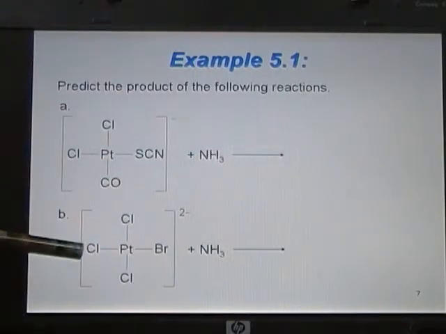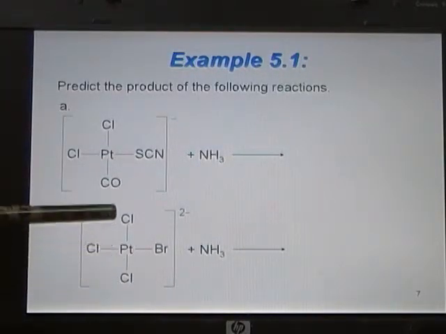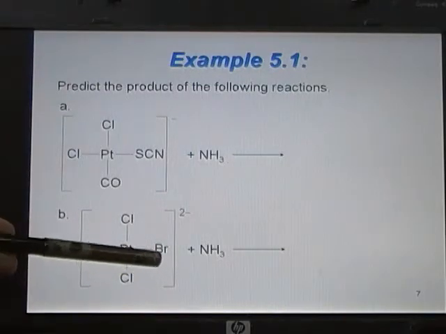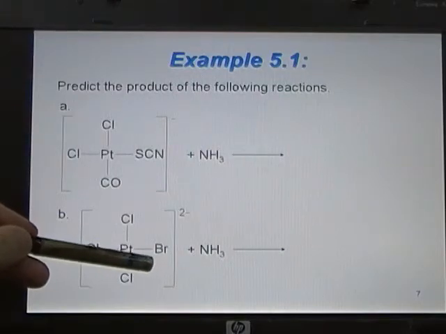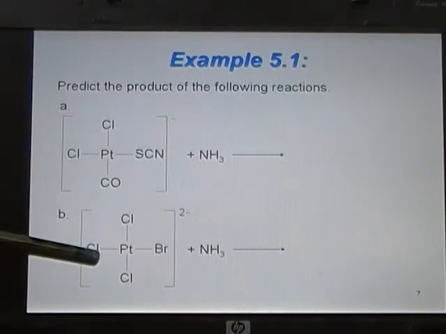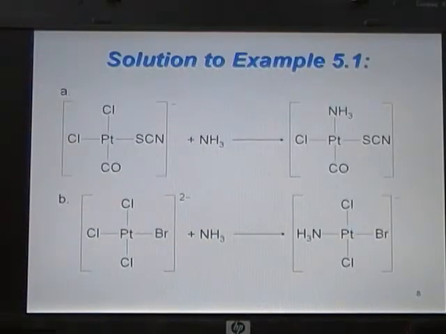In the second example, we have Cl trans to Cl and Br trans to Cl, and we want to add NH3. Which is the better trans director, Br or Cl? In this case, Br is the better trans director. So it will displace that Cl and replace it with NH3. And these are the two products that you should get, just like I suggested earlier.